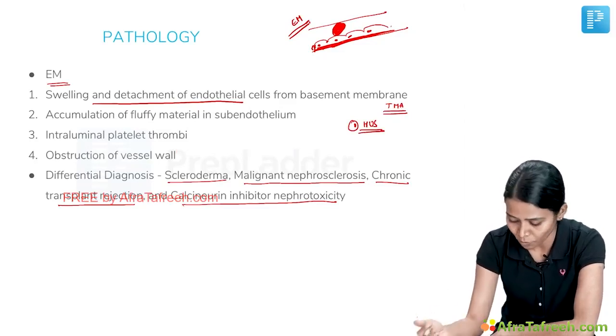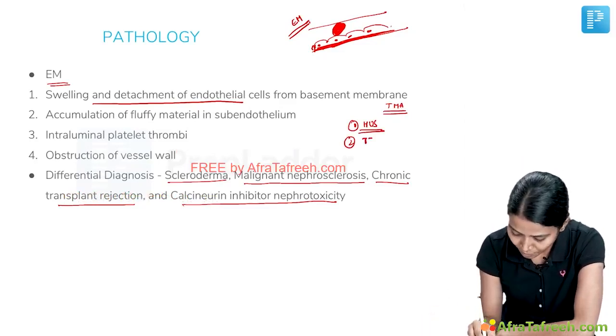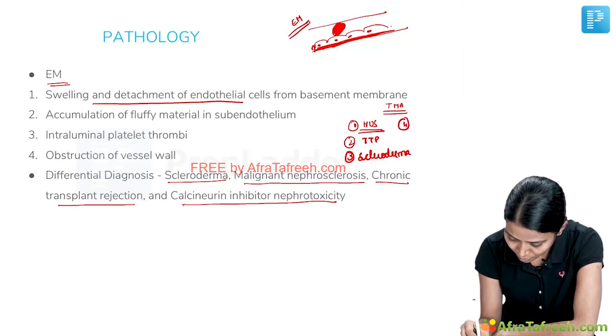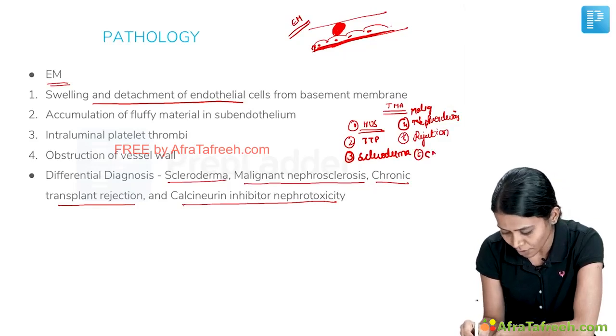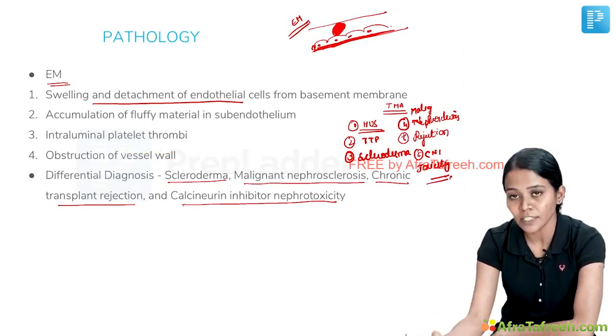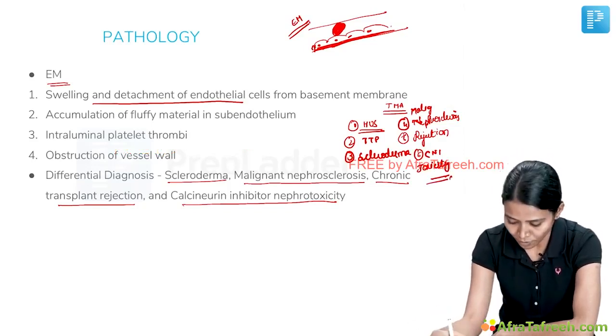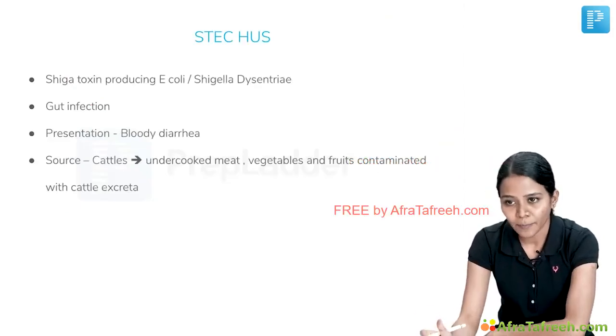These are the main causes. Okay, HUS, TTP, scleroderma, malignant nephrosclerosis, rejection in the kidney and CNI toxicity. Okay, so these are the 6 causes of TMA that we see most commonly in nephrology. Now, coming to each specific type.